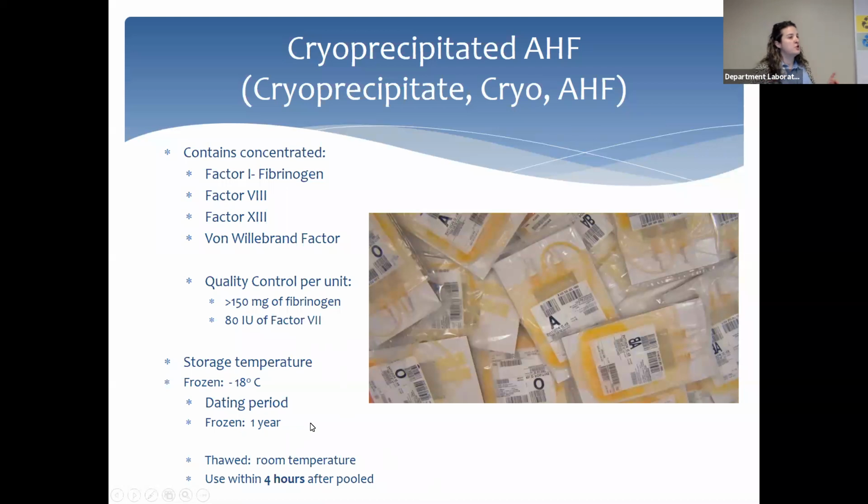Storage temperature is just like our FFP. It's a frozen product, so it's stored at -18 degrees. You can keep it for 1 year from the date of collection as long as it stays frozen. Once it's thawed, because each unit has such a small amount and we will pool these together, once they're pooled, your expiration date is 4 hours from the time of pooling, okay? And then once you pool it, it is stored at room temperature. It does not go back in the refrigerator.